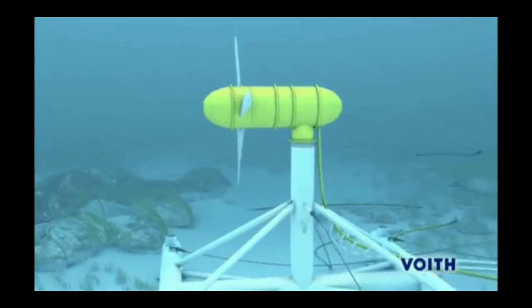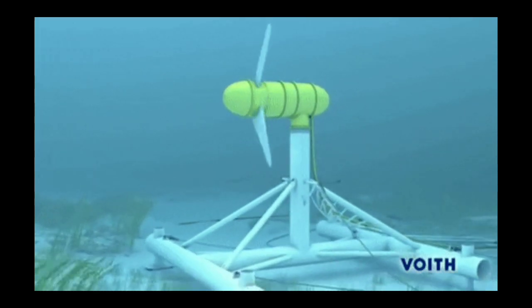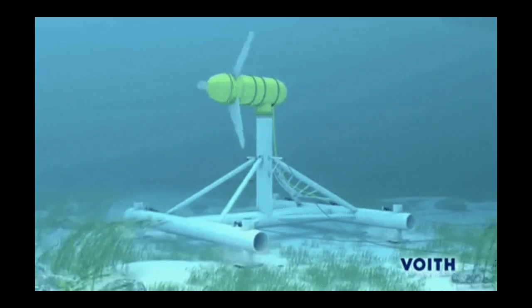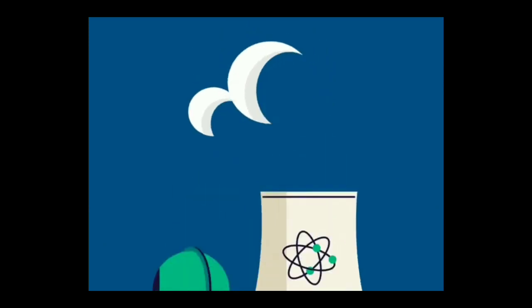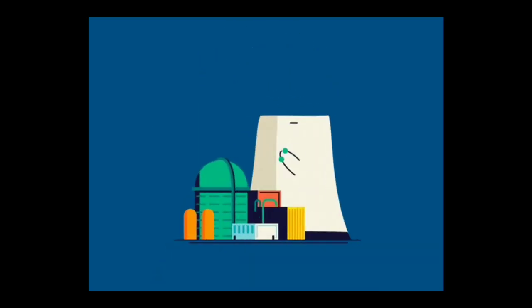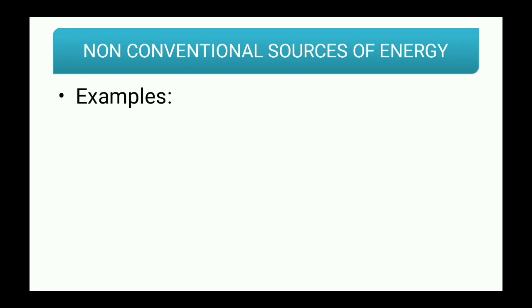Then comes energy from sea. We can use such turbines to generate electricity from the motion of the water currents underneath the sea. So this is energy from sea or ocean. Then comes geothermal energy, and this particular example belongs to a dry steam power plant. And then there is nuclear energy. We can generate a lot of electricity using nuclear energy. So this is also one example of non-conventional sources of energy.